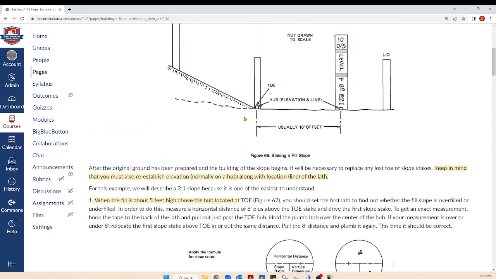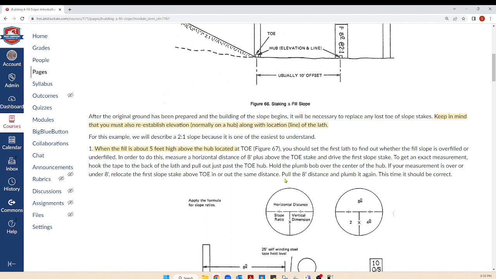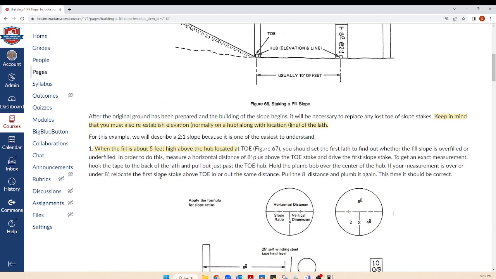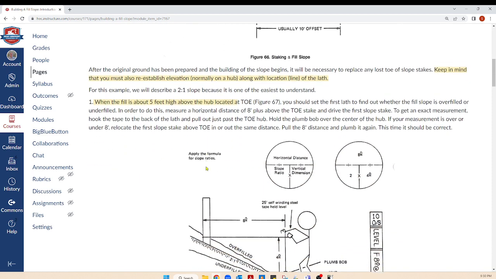Okay, so that's the way we get the first stake in above toe. That's a critical stake. So let's see, where did we leave off? Hold the plumb bob, pull the 8 foot distance, plumb it again. This time it should be correct. So let's assume we've got this first stake in there at 8 foot. And we haven't dealt with this 4 foot vertical yet. Let's see what's next.